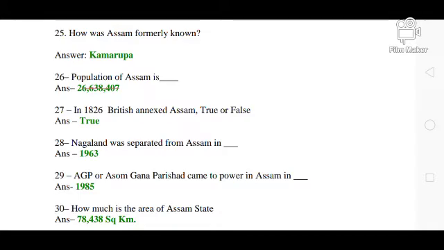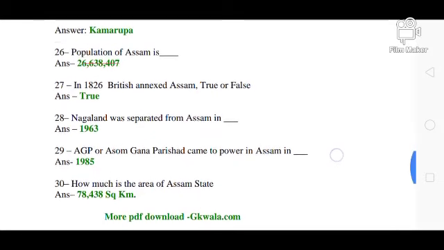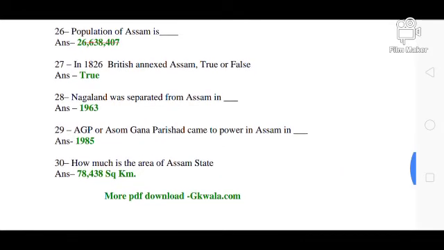Population of Assam. The present population of Assam is 3 crore 11 lakh 69,272.